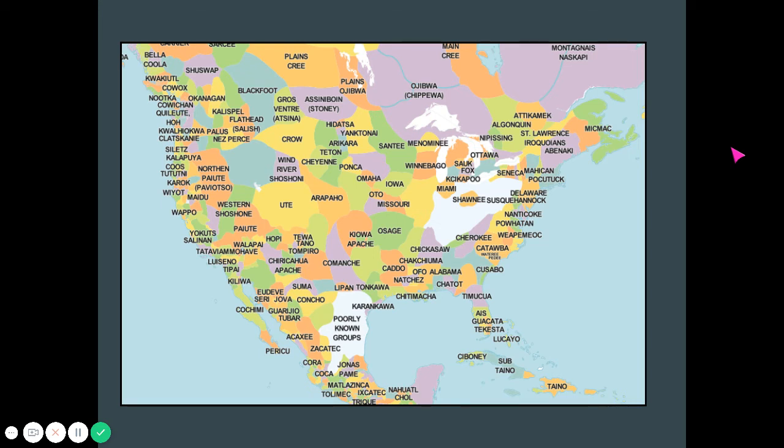This map might look familiar to you, although the version you usually see might have Mexico labeled here, Canada up here, and the United States in the center. That's right, this is a map of North America.